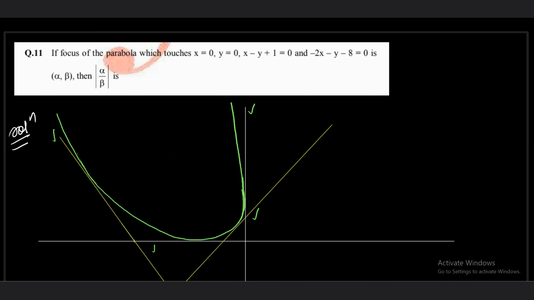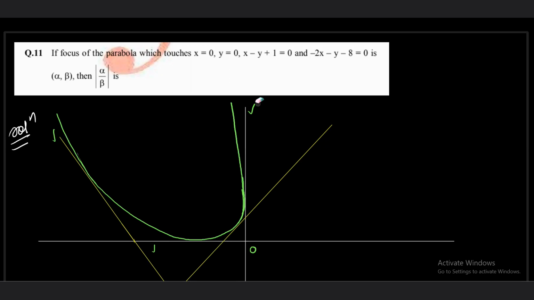Now, for the focus of the parabola, see what we will do. First of all, just notice that they have provided us four tangent lines. Okay, there are four tangent lines. Two tangent lines have their point of intersection as origin, right? The x-axis and y-axis intersect at the origin. Now look carefully.